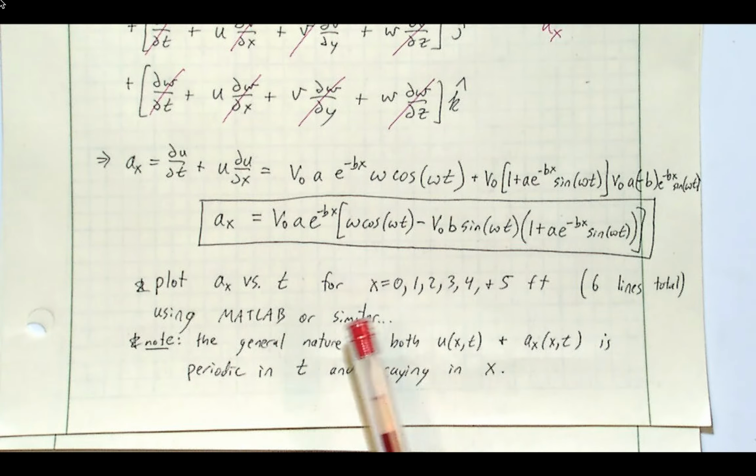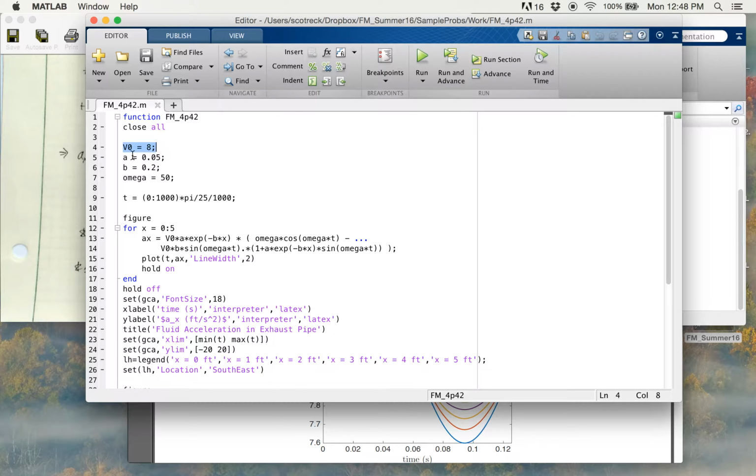here's my code in Matlab, if you're interested in looking at that. Our v naught is just 8, our a is 0.05. So all of this is just plugging in the appropriate given values. We then set up a 1D array, a vector of time here. I've done this so that we could break down our time span. We want to go from 0 to pi over 25, and I've done this so that we break it down into 1,000 units. So we'll have 1,001 data points here going from 0 to pi over 25.